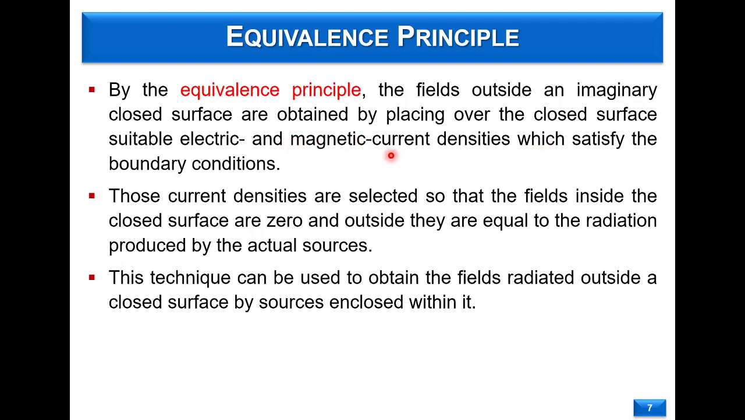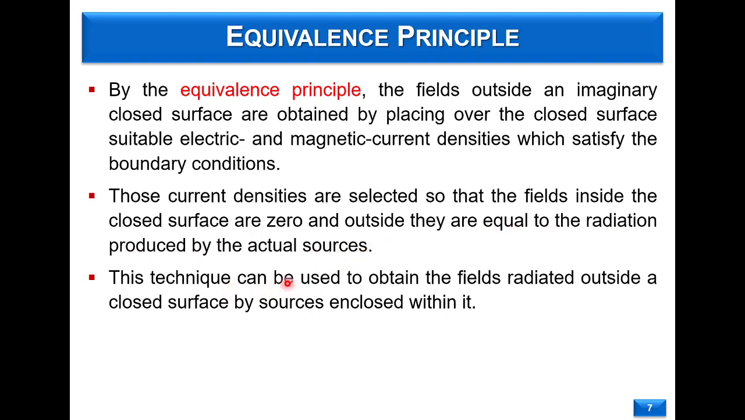field. In the same way, as we're going to show in detail, magnetic current is related to the tangential electric field. So electric and magnetic current densities on the surface are directly related to the tangential components of electric and magnetic fields. Those current densities, electric and magnetic, again, electric current is a real source, magnetic current is an equivalent source, are selected so that the fields inside the closed surface are zero. Outside the closed surface, they are equal to the radiation produced by the actual sources. We're going to see the application of that.